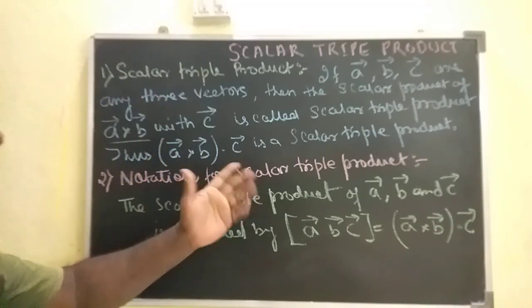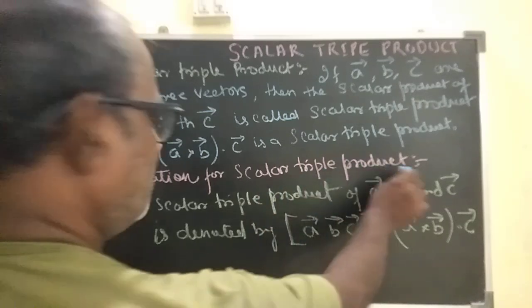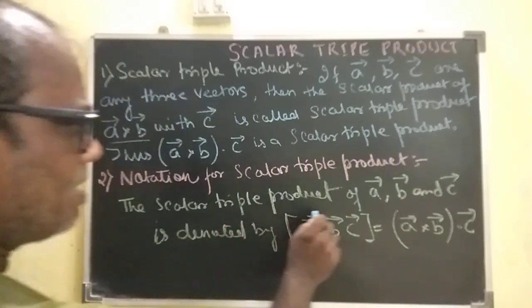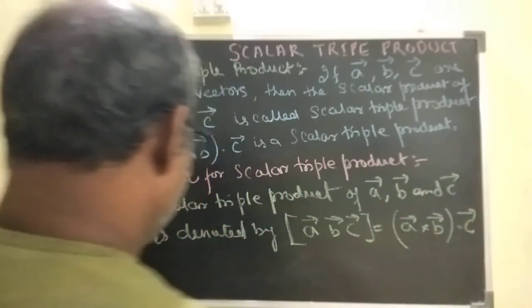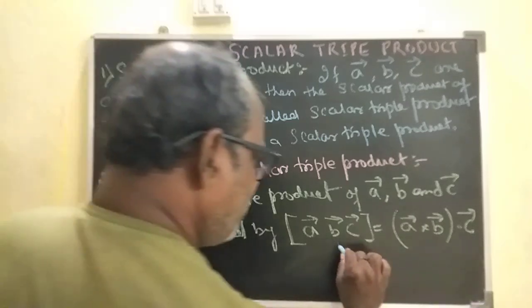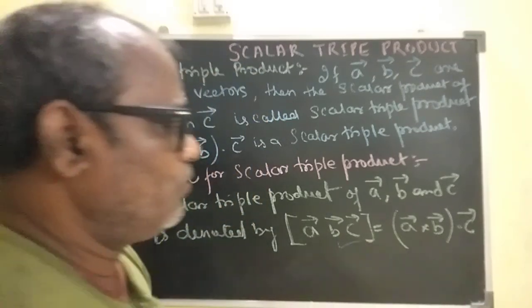Notation for scalar triple product: the scalar triple product of vector a, vector b and vector c is denoted by, in this way you can denote or in this way you can denote.